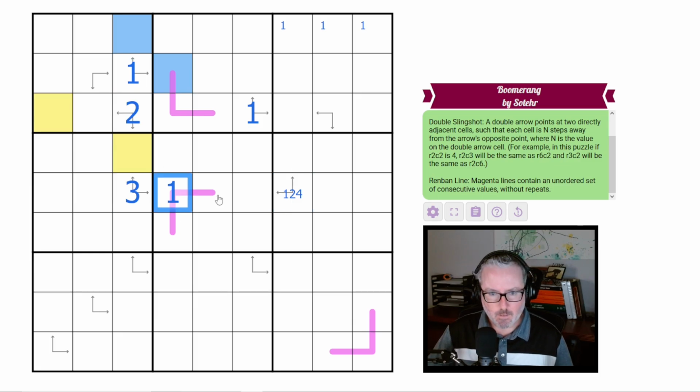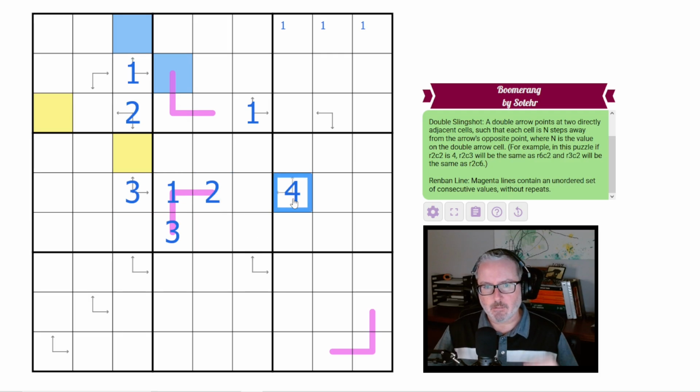Oop. That's a 2, 3, because this is a Renban, so it has to be 1, 2, and 3. So this is the 2 and the 3. This is not a 1 or a 2, it's a 4. There we go. Seems like we're getting incremental steps. We just have to find the next step in line before moving on to the next thing.